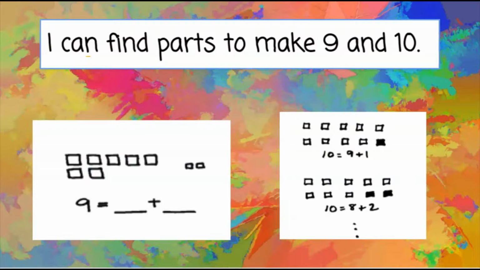Today, we're going to take all of the learning that we've done the last couple of days and continue to work with the number 9 and 10. We're going to focus on finding those two parts to make those numbers. Our math thinking job is I can find parts to make 9 and 10. So here we go. Let's get started.